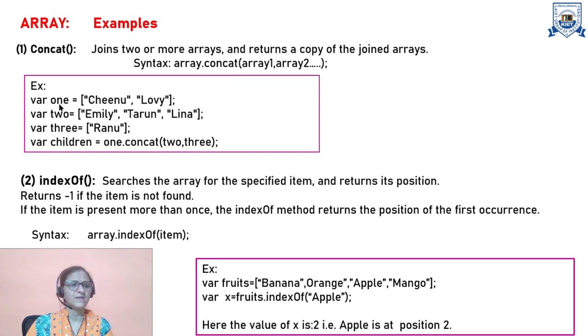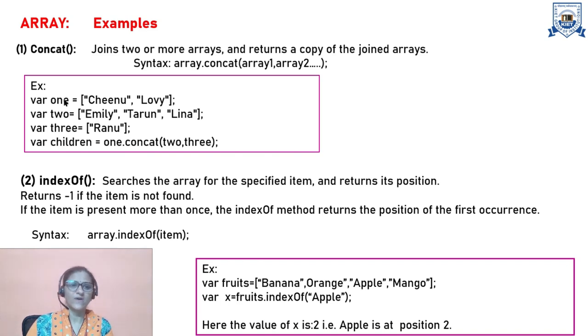Take the example. In 1, we have provided the value Chinu and Labi. In 2, Emily, Tarun and Lina. In 3, we got Ranu. So 3 objects are there, 3 arrays are there. In the last one, children, what we are doing? With 1, Chinu and Lavi, we are concatenating the other 2 arrays.